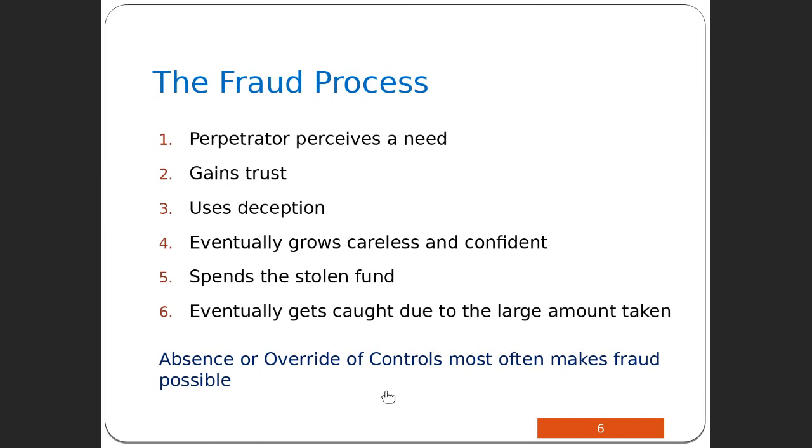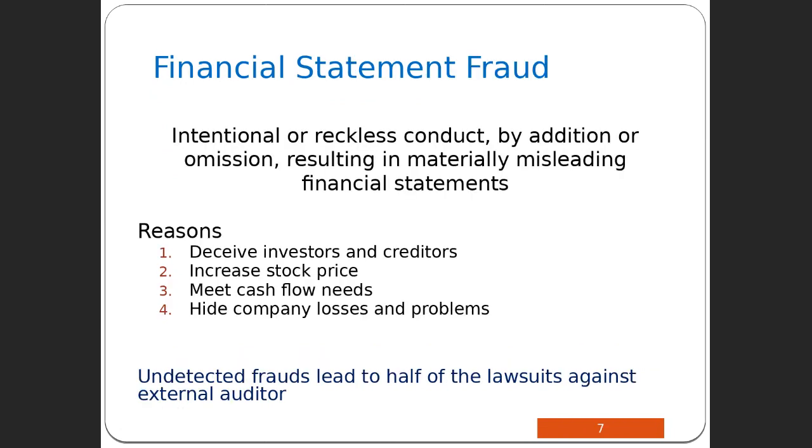So there are certain procedures put in place to ensure these three things. And when these controls are absent or they're overridden, meaning the control is there but nobody follows it, right? Then it is easier to do the fraud. It makes it easier to do the fraud. Okay. So the first category we're going to talk about here is the financial statement fraud, because that is primarily what we are concerned about as accountants.